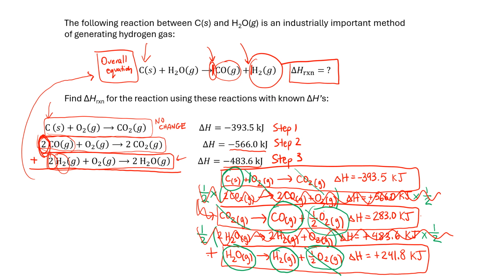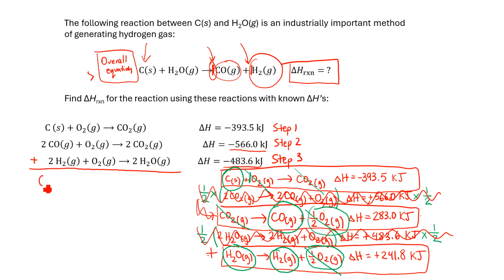So when we add this up, what do we get? Just going to erase all this. We get carbon solid plus H2O gas makes CO gas and H2 gas. Right? Notice that the CO and the H2 are in the product side. Carbon and H2O are still on the reactant side. And does this match the overall equation? Looks like it does. So we've done everything right.